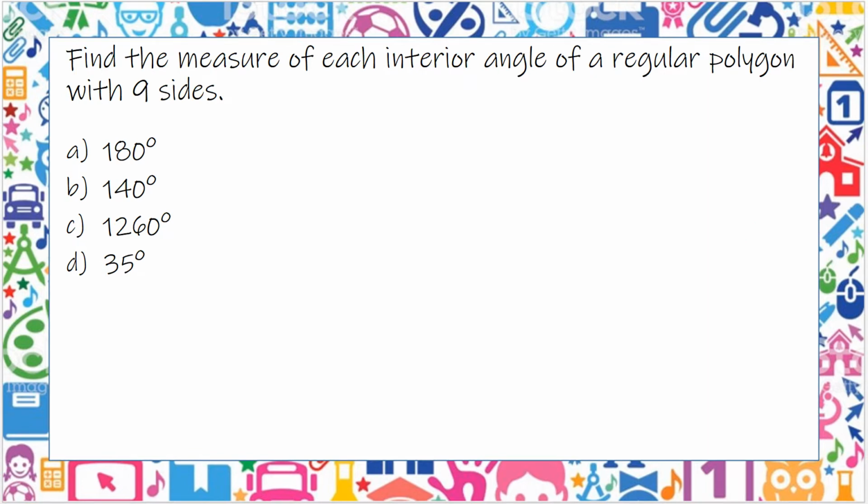Find the measure of each interior angle of a regular polygon with 9 sides. So on this one, we still have to find the total number of degrees that this polygon has. So we're going to go back to our equation of 180 times n minus 2. Remember, the n is the number of sides that our polygon has, and this one says it has 9 sides. So we're going to say, okay, 9 minus 2 gives us 7. Then I'm going to multiply that by 180 degrees.